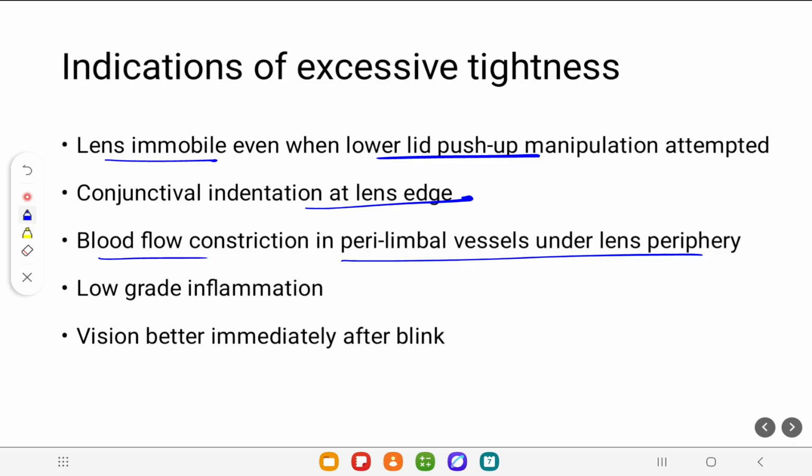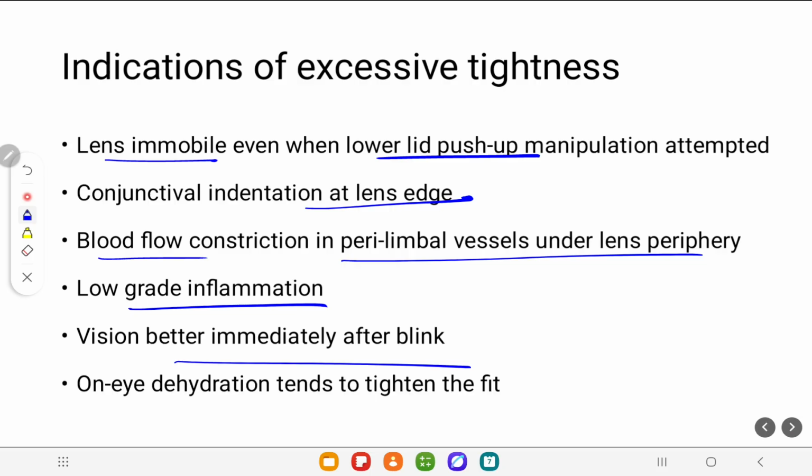Yes, because of the indentation by the lens edge, definitely because of indentation and constriction of perilimbal blood vessels, there is a low grade inflammation. So it's always, in case of steep fitting, vision is better immediately after blinking. In case of flat fitting, vision is better when not blinking, when you stare continuously.